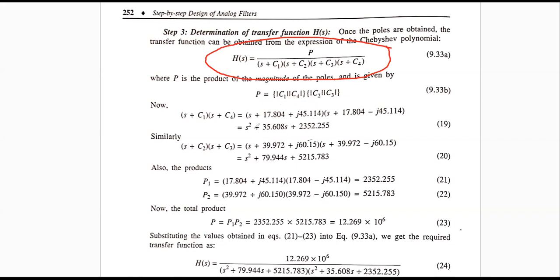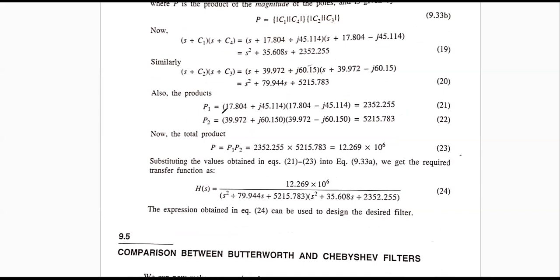In the denominators, we can find it very easily. We found the denominators, and we try to find the value of P. So they are finding P1 first. So this is P1 and P2, and then multiply both together. This will give you a real number because we are taking the modulus value.